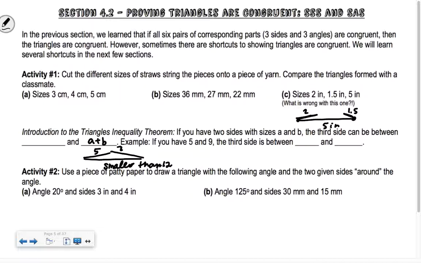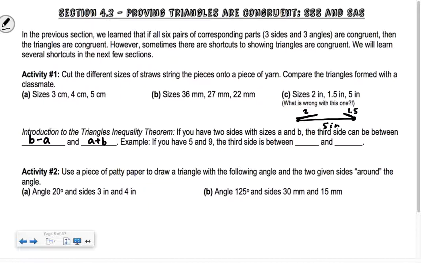But what if one of the sides I had was the biggest? What if I had 5 and 7, and 7 was the largest, so 7 is on the bottom, and I had 5. What does this other side have to be at least? It has to be greater than what number? Think about it. 2. Yes, so it's going to be bigger than B minus A. For example, if you have 5 and 9, the base can't be greater than or equal to 14. It has to be smaller than 14.